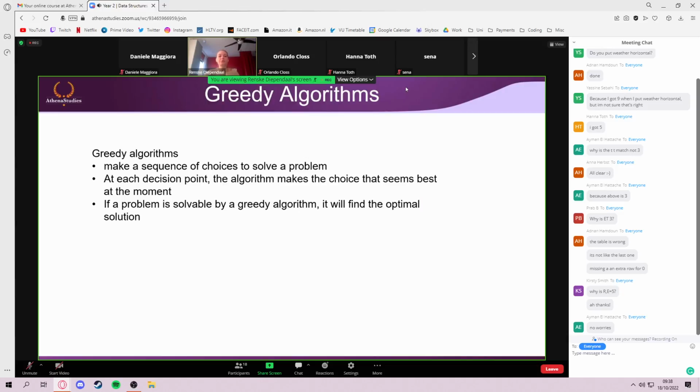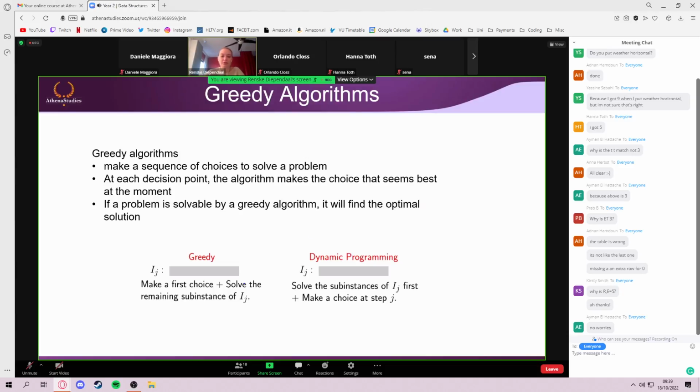Okay, so a greedy algorithm basically makes a sequence of choices to solve a problem. And at each decision point, it just makes a choice that seems the best at the moment. And the slides say if a problem is solvable by a greedy algorithm, it will also find the optimal solution. So if a greedy algorithm works for a problem, then it will be the optimal solution as well.